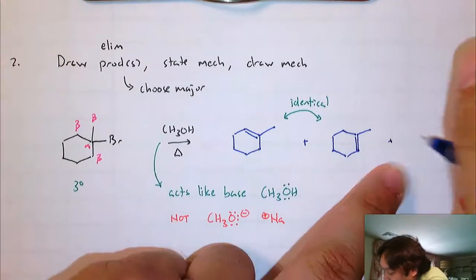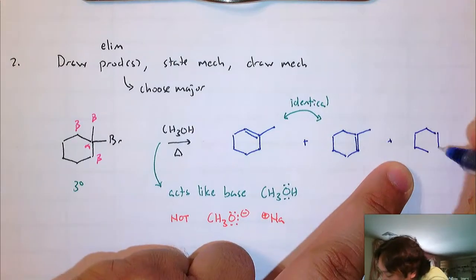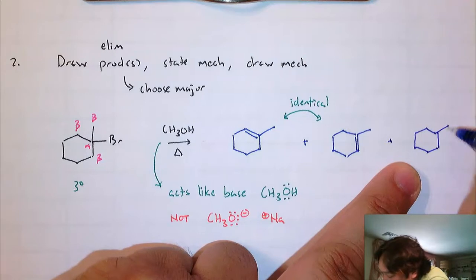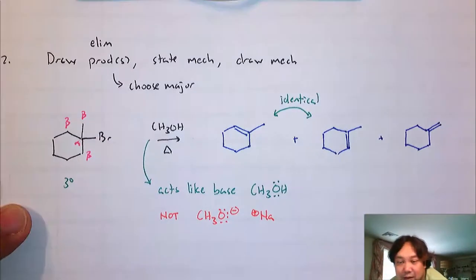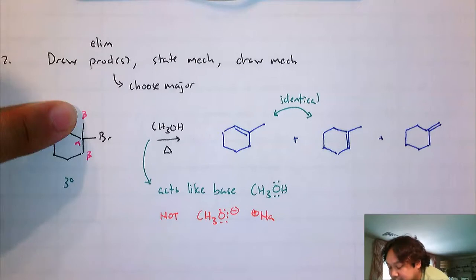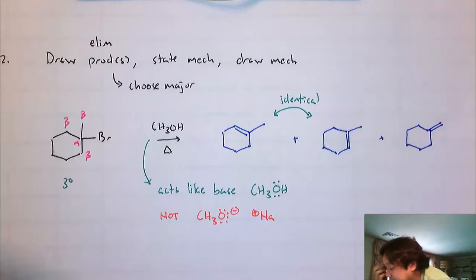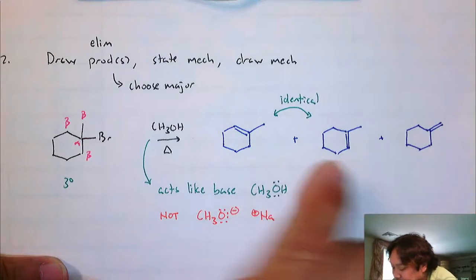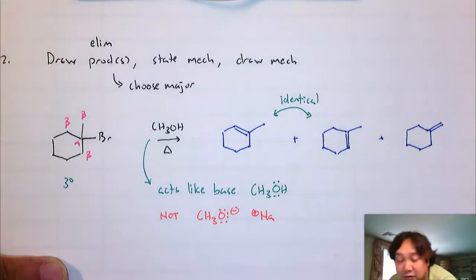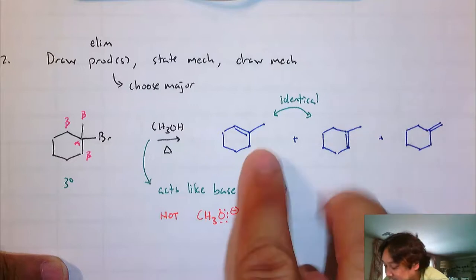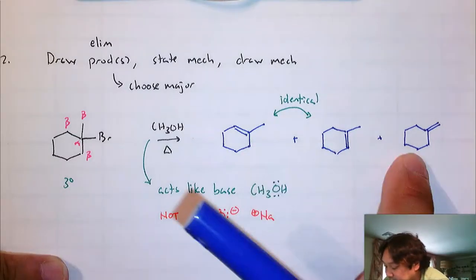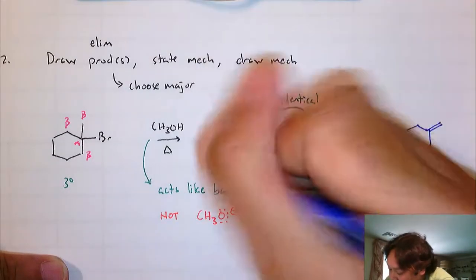The last product is this. Double bond there, for this beta carbon. And then the major product is you circle either one of these, or you cross this out, because there's only really two products, right? These and this one. I'll just circle this as the major.